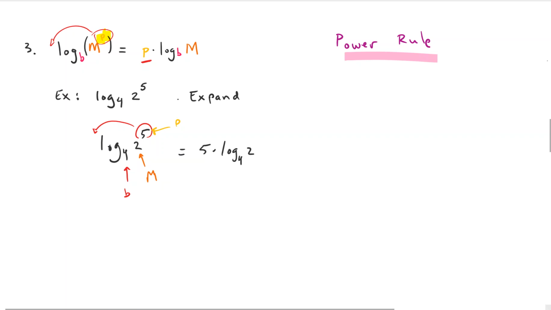And again, we know this equals 1/2. Log base 4 of 2 equals 1/2. And we can replace the log base 4 of 2 with 1/2. And that gives us 5 halves. And we're done with that.